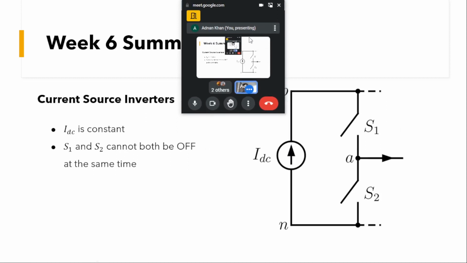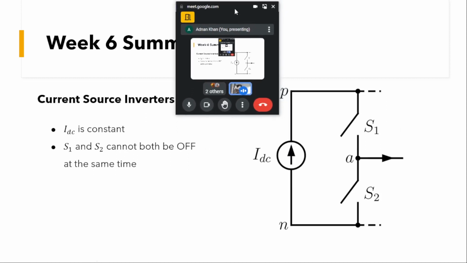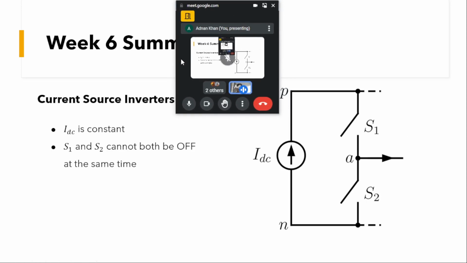This was about the voltage source inverter. We will come to how plus VDC and minus VDC are generated, but before that, having seen the voltage source inverter, we will look at the topology of the current source inverter.